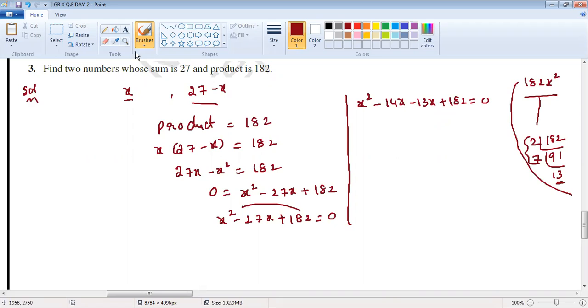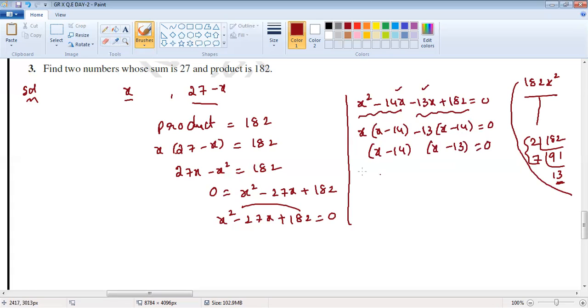Have you understood? So I have done the factorization. Now in these two terms I have taken x common. So if I take it out, x minus 14, and in the other two terms, if I take out minus 13, minus 13 into x minus 14, which is equal to 0. So x minus 14 into x minus 13 is equal to 0. See, either x minus 14 is equal to 0 or x minus 13 is equal to 0. Are you clear? Then x equal to 14 or x equal to 13.